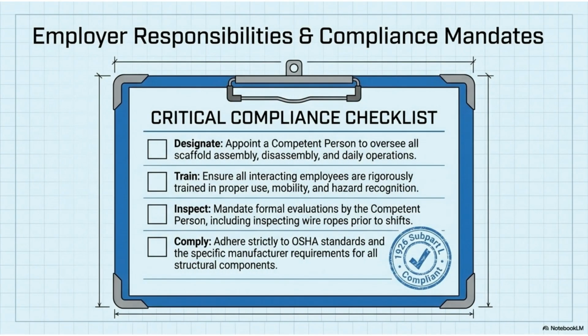Employer responsibilities and compliance mandates include designating and training a competent person, ensuring rigorous employee training, mandating formal inspections, and strictly adhering to OSHA standards and manufacturer requirements.